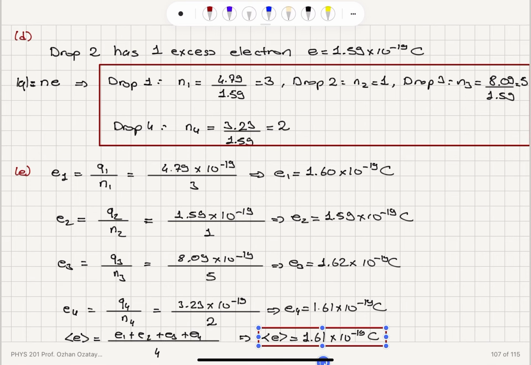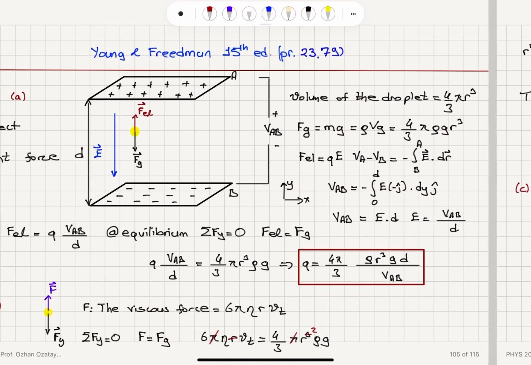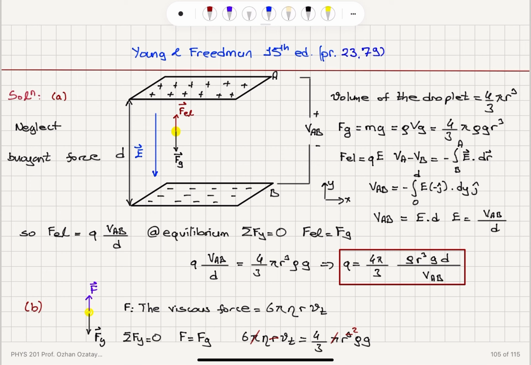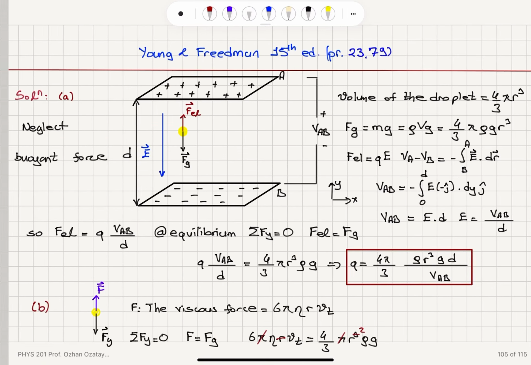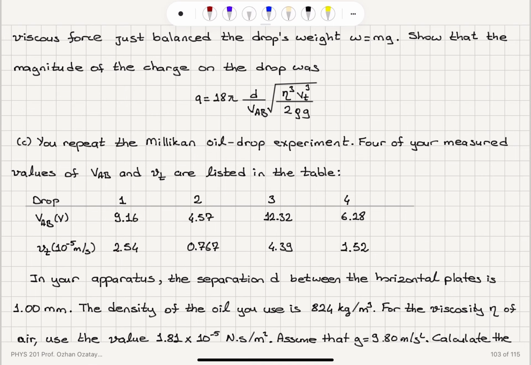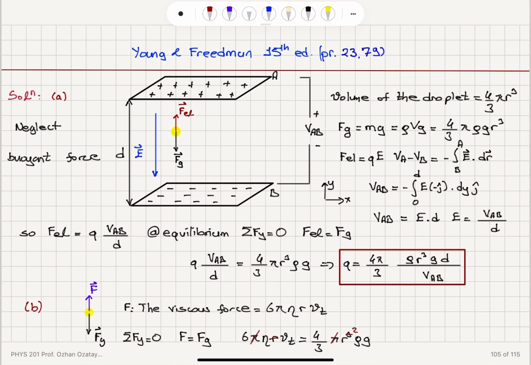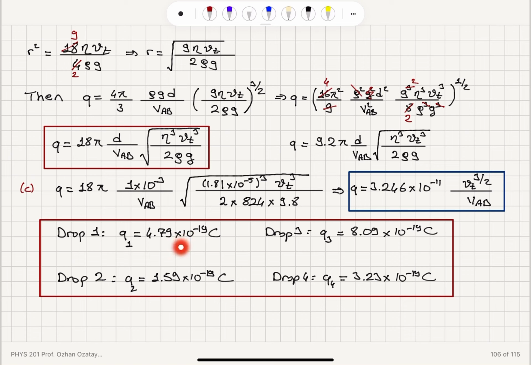All right, so what we have done here is first, in the first part, we calculated the excess charge on an oil drop and found that we have this relationship between the charge and the viscosity, terminal speed, the potential difference between plates, separation between plates, density of oil, and gravitational acceleration. And then, using this set of data, we calculated the charge according to this expression on each drop.